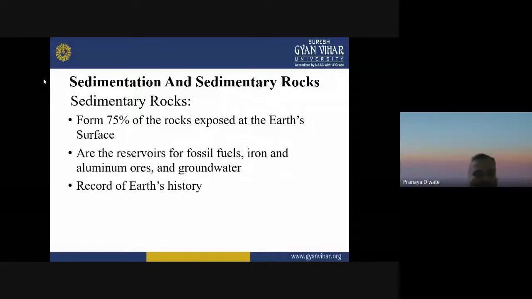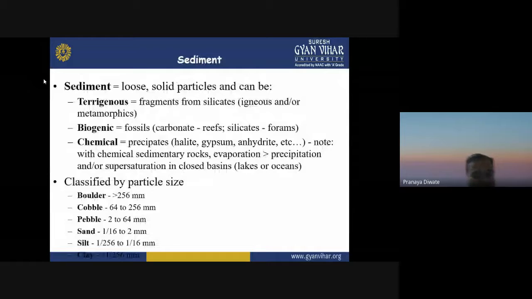Then, what is sediment? Sediment is a loose solid particle and can be terrigenous, biogenic, and chemical. When we are talking about sediment, it is nothing but a loose solid particle.